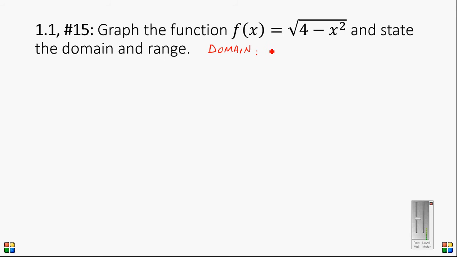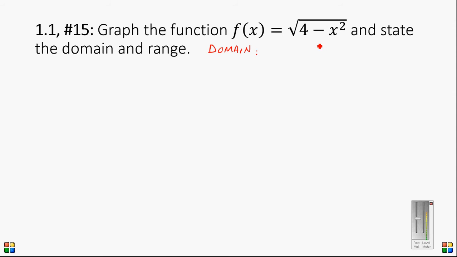So can x be 0? Yeah, x can be 0, because 4 minus 0 is 4. Can x be 1? Yeah, absolutely. x can be 1 because 4 minus 1 squared is 4 minus 1, which is square root of 3. Can x be 2? Well, this is where we're getting close now. 4 minus 2 squared is 4 minus 4, which is 0. Can x be 3? Nah, 4 minus 9 gives me a negative number over here. So my domain right off the bat, I've kind of determined that.